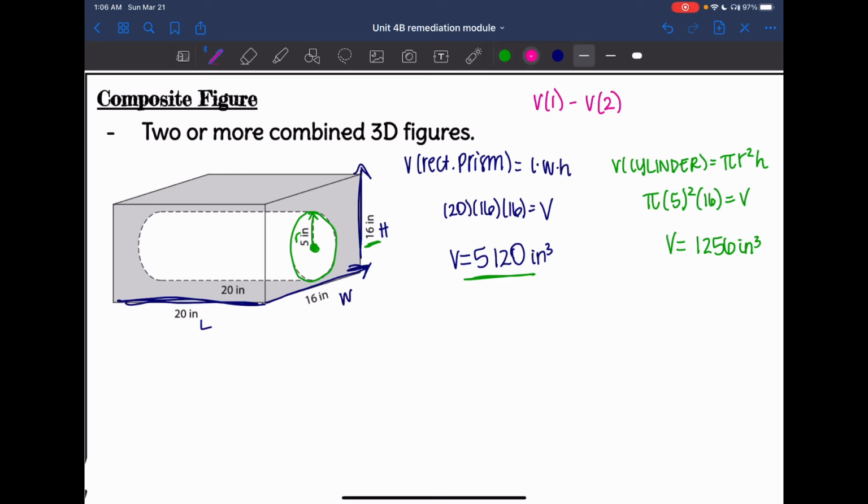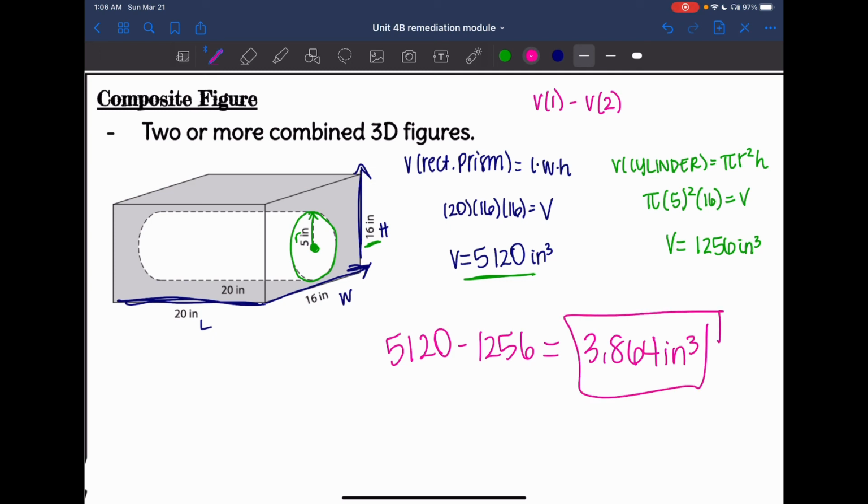And now I'm going to subtract. Because we have this cylinder that we're taking out of our box, I'm going to subtract out the cylinder's volume. So I have 5,120 minus 1,256. So my total volume is going to be 3,864 inches cubed. And again, that is my total volume, my composite volume.